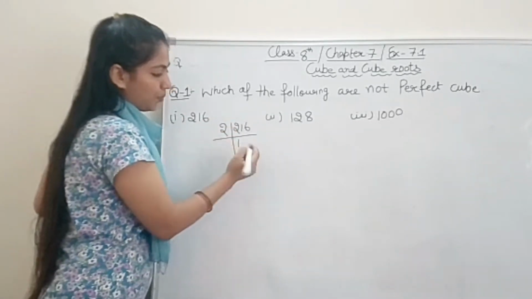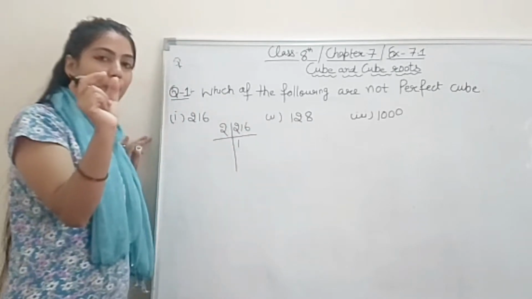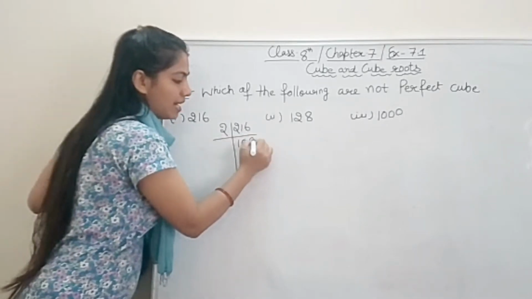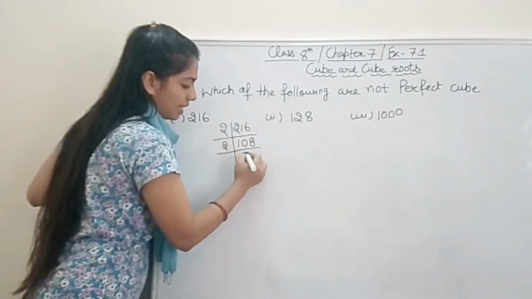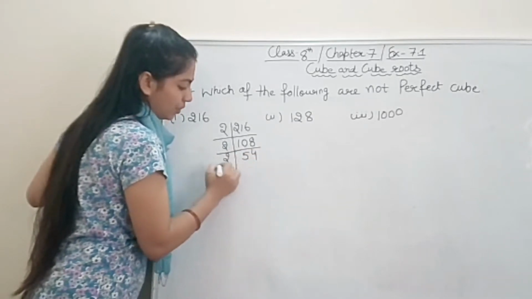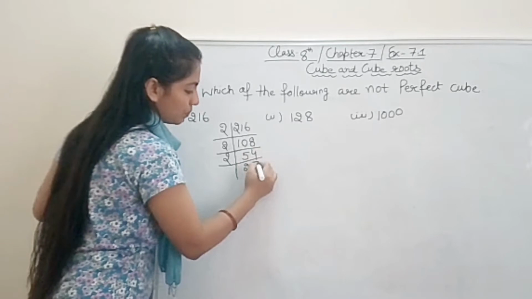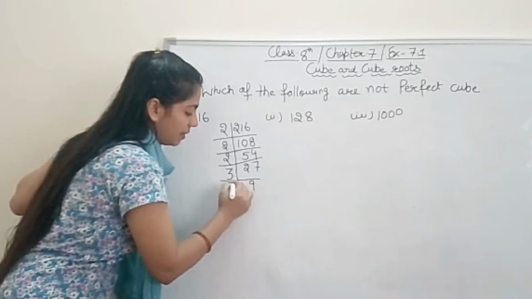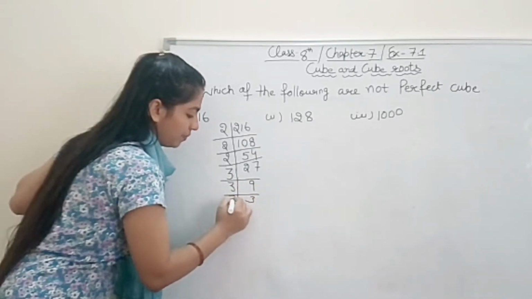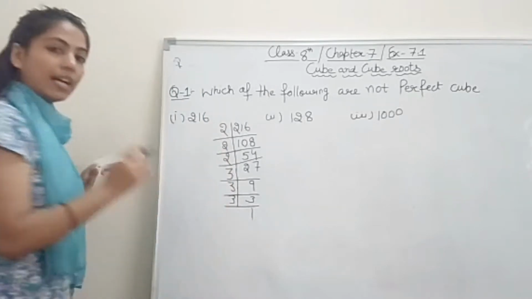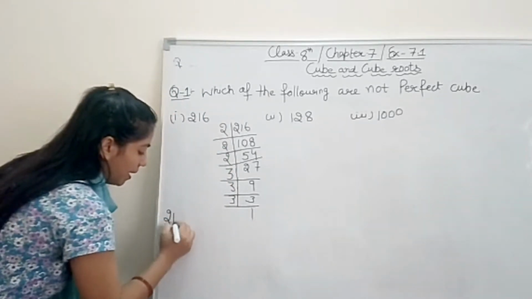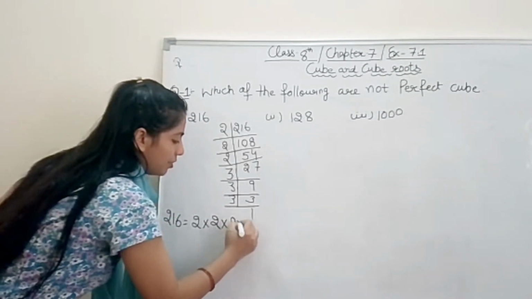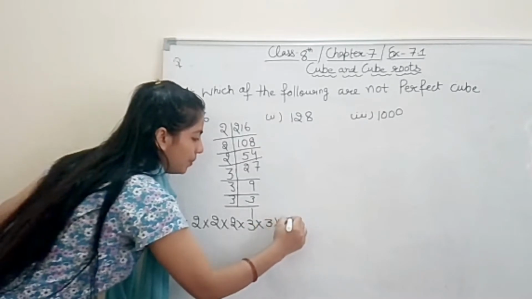So 2 ones are 2. Now 16 whole number. When we divide two numbers together, student, then in between 0 comes. Then 2 8s are 16, right? 2 5s are 10, 2 4s are 8. Again we'll go with 2, 2 2s are 4, 2 7s are 14. Now 27, 3, 3 9s are 27, 3 3s are 9, and then 3 1s are 3. So what are the prime factors for 216? The prime factors are 2 into 2 into 3 into 3 into 3.